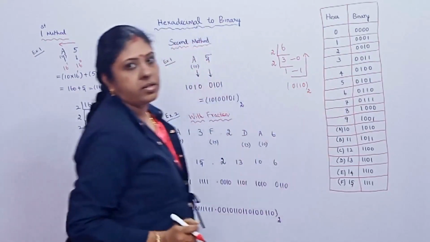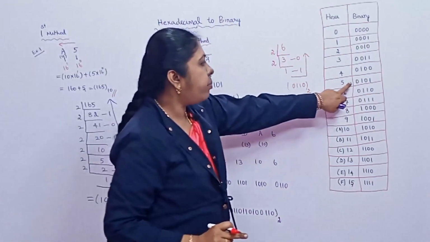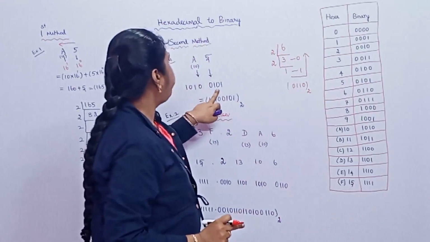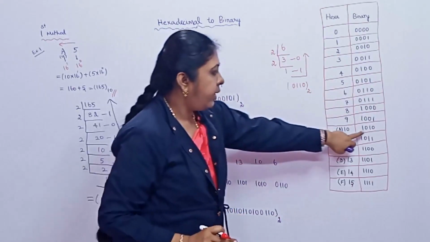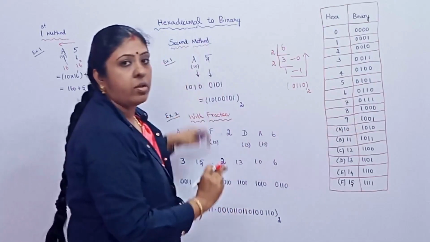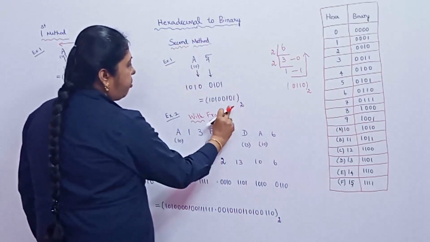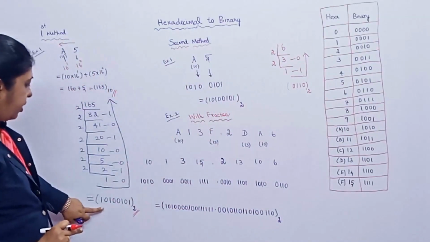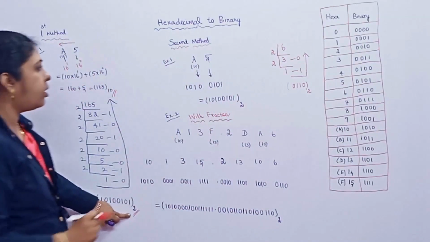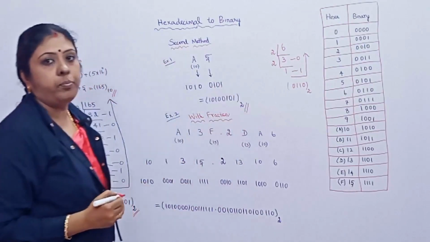This is the methodology followed here. So for 5, from the table we can directly represent 0 1 0 1. For A, 10, it is represented as 1 0 1 0. So when writing 1 0 1 0 0 1 0 1 to the base of 2, the answer is the same here, 1 0 1 0 0 1 0 1. So the same answer we are getting here.